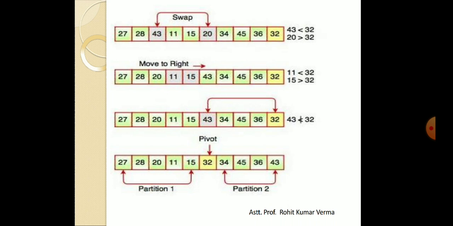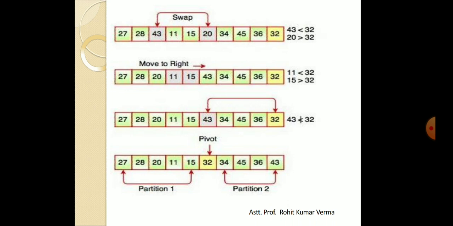So here in the second image of the array we are starting our left scanning, where we have to find the larger element. 27 is less than the pivot, 28 is less than, 20 is less than, then 11 is less than the pivot point, 15 is less than the pivot point. Now we are stopping at 43, which is larger than the pivot element.